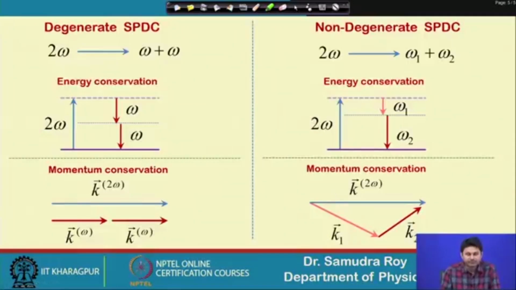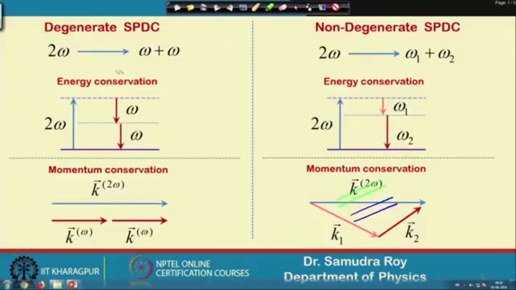Okay. So, before going to that process, we should be clear about degenerate spontaneous parametric down conversion and non-degenerate spontaneous parametric down conversion. These two things are important because right now we are dealing with a frequency 2 omega and its subharmonic frequency omega. So, why is it degenerate? Because here we can see that 2 omega is split to generate two same frequencies, omega and omega.